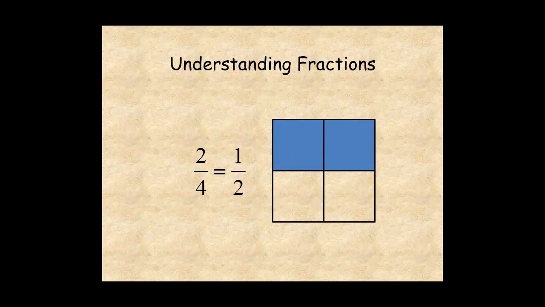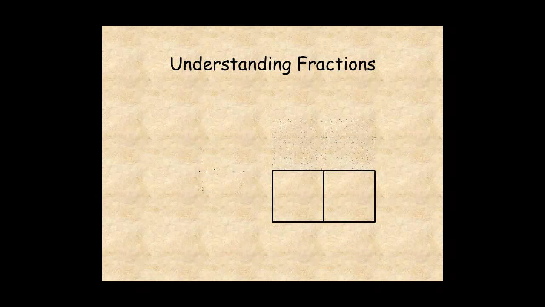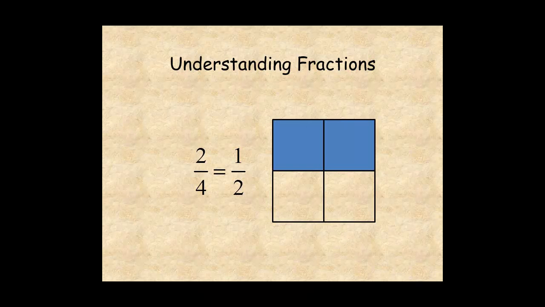And finally, be able to model equivalent fractions. For this example, the rectangle is divided into 4 equal parts, so 4 is the denominator. Since 2 of the parts are shaded, 2 is the numerator. Also, since 2 of the shaded parts also divide the rectangle into 2 equal parts, the equivalent fraction is 1/2.